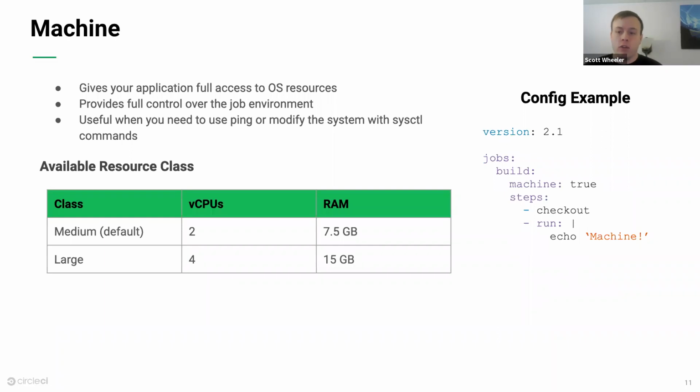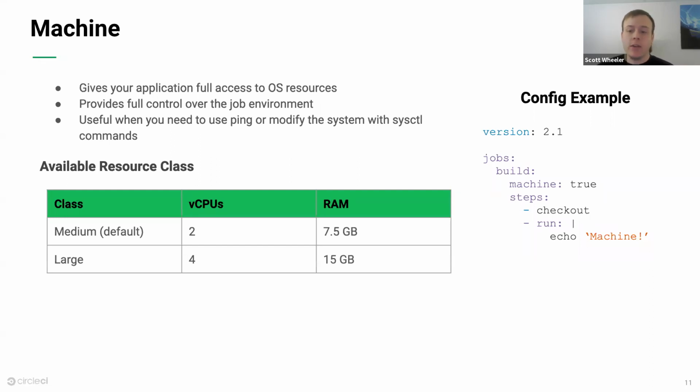The machine executor is an Ubuntu-based VM which provides application isolation as well as access to privileged Docker commands. There are two resource classes available to use, which are medium and large. The default medium resource class will provide access to 7.5 gigabytes of memory and 2 CPU cores. The large resource class will provide 15 gigabytes of memory and 4 CPU cores. The configuration example on the right side will spin up an Ubuntu VM and echo machine into the build output window.